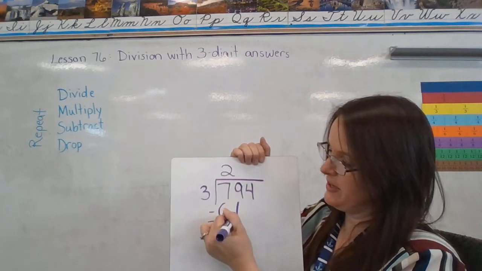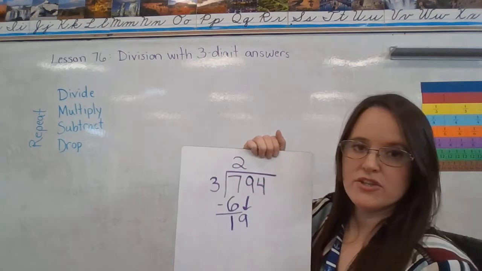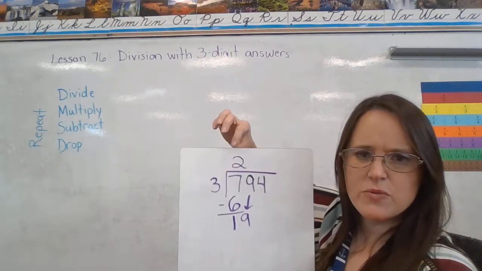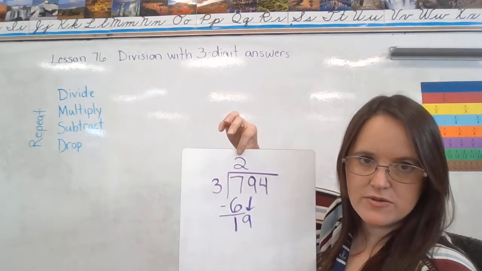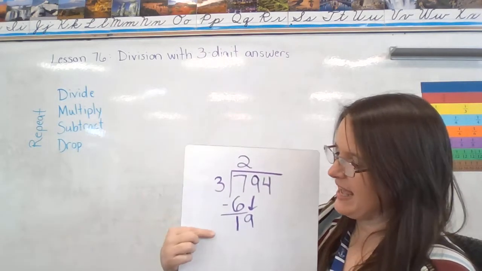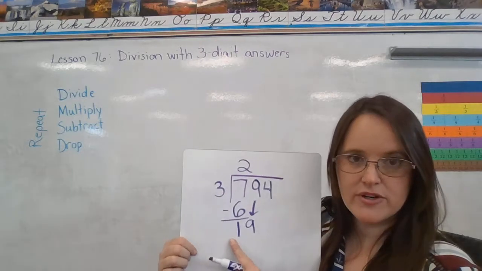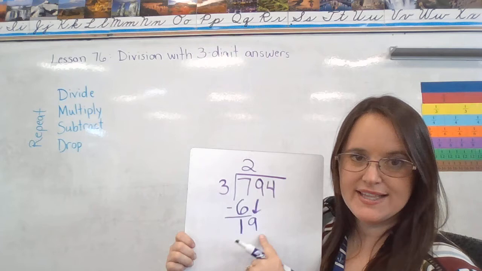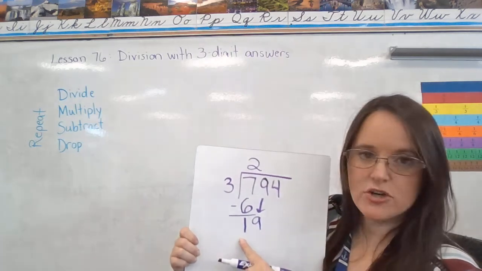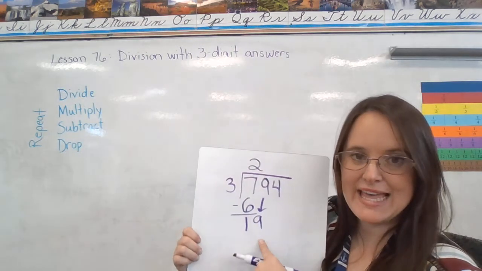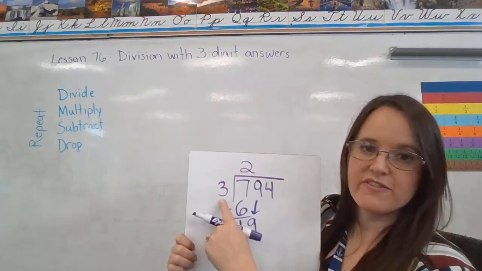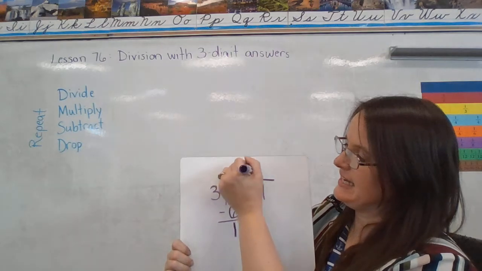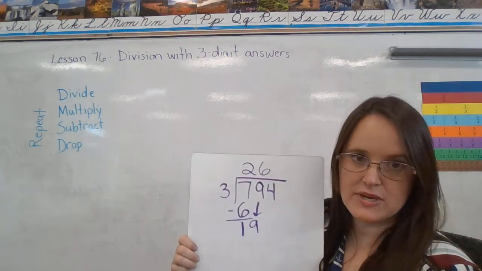And then we drop our next digit. So what we're looking at here is we looked at our 700s. We said we can make 2 groups of 3 out of those hundreds. But we're going to have 100 left over. So we take that 100 and we combine it with our tens. And so now we say we have a total of 19 tens. How many groups of 3 can we make? Well, if I have 19, I can make 6 groups of 3.